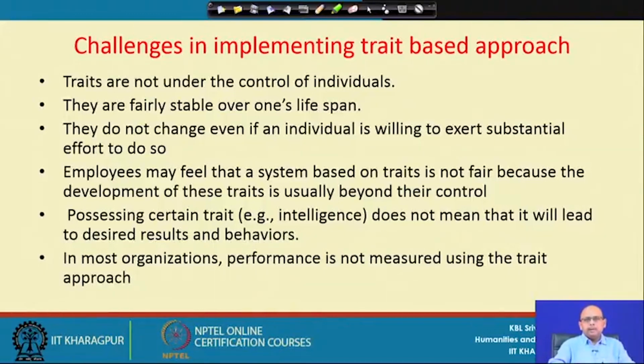So, these are some of the problems especially related to the trait approach, and that is why the trait approach is not considered, because it is related to the individual, which may vary, which may change. Okay. And so, we are considering only the behavior and result, because we are able to establish a direct relationship between the behavior and result.